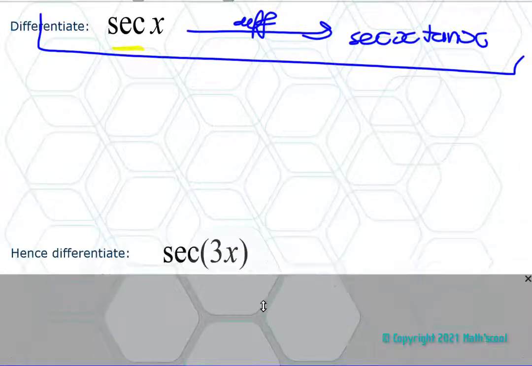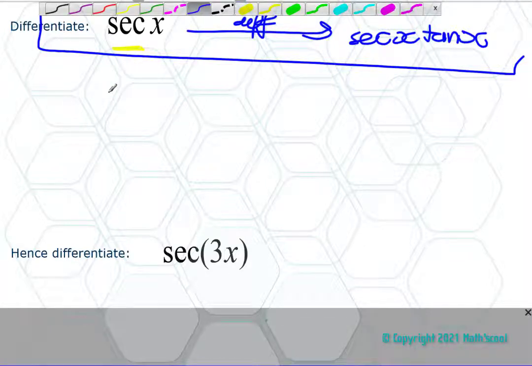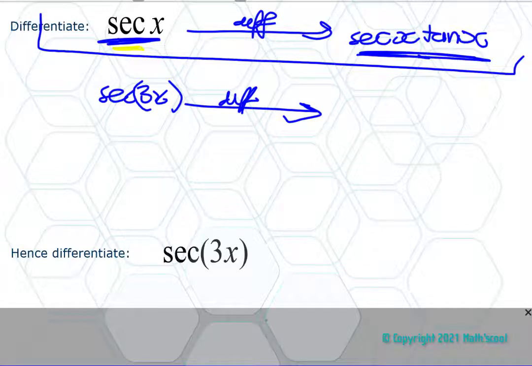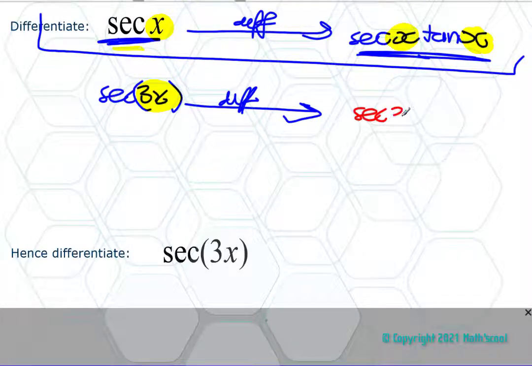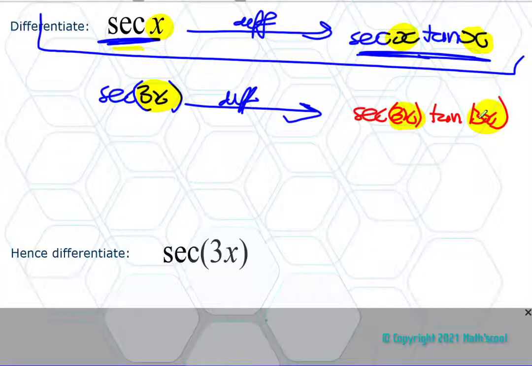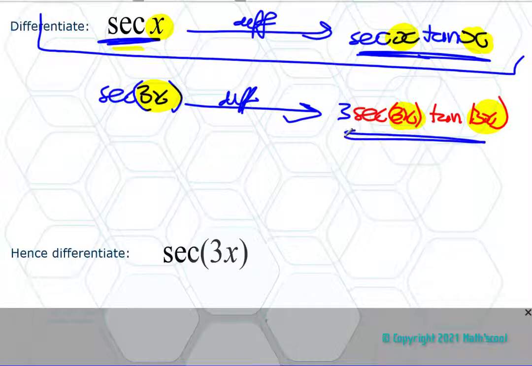So they say differentiate sec 3x. So if you want to differentiate sec 3x, now somebody who doesn't know the chain rule might think that if you differentiate sec x and you get sec x tan x, then if you differentiate sec 3x, then of course you should get sec 3x tan 3x. And they'd be right to a point, but they've forgotten something. They've forgotten that you're now using the chain rule. There's now brackets, so you have to multiply by the differential of the brackets. So the differential of the brackets is just going to be 3. So there's our answer.